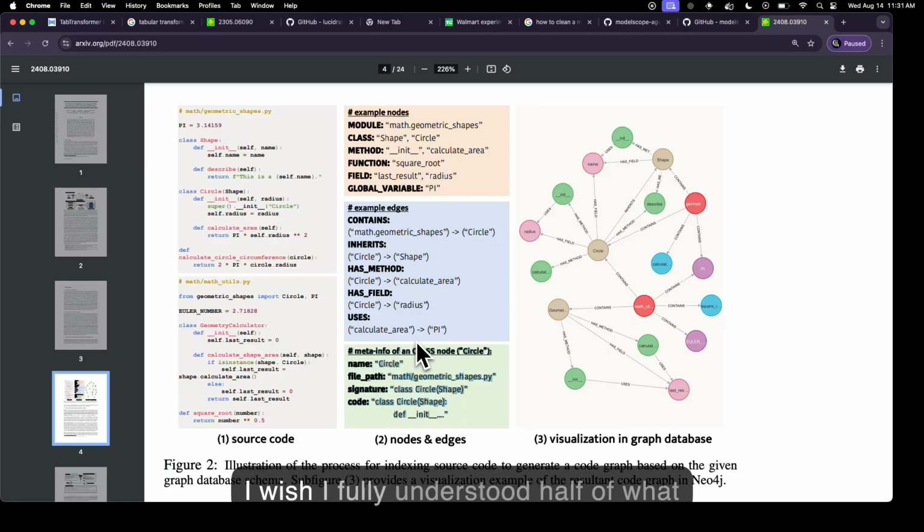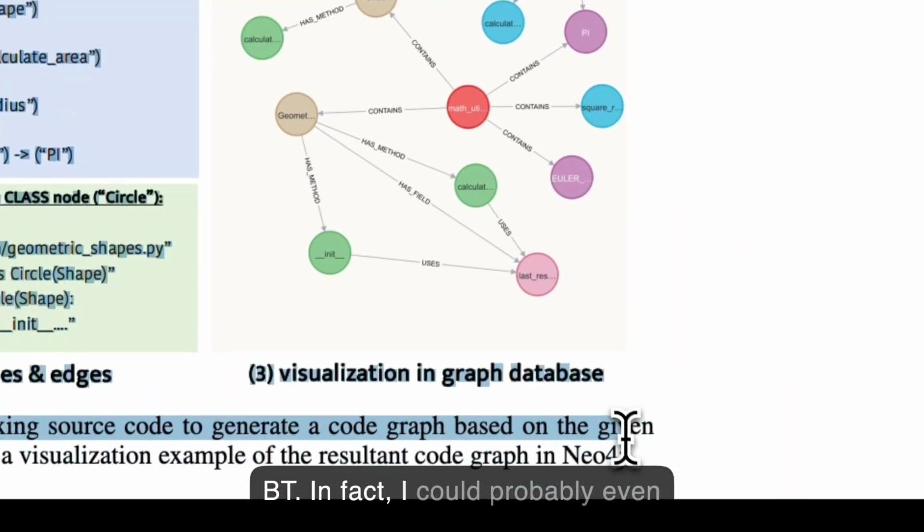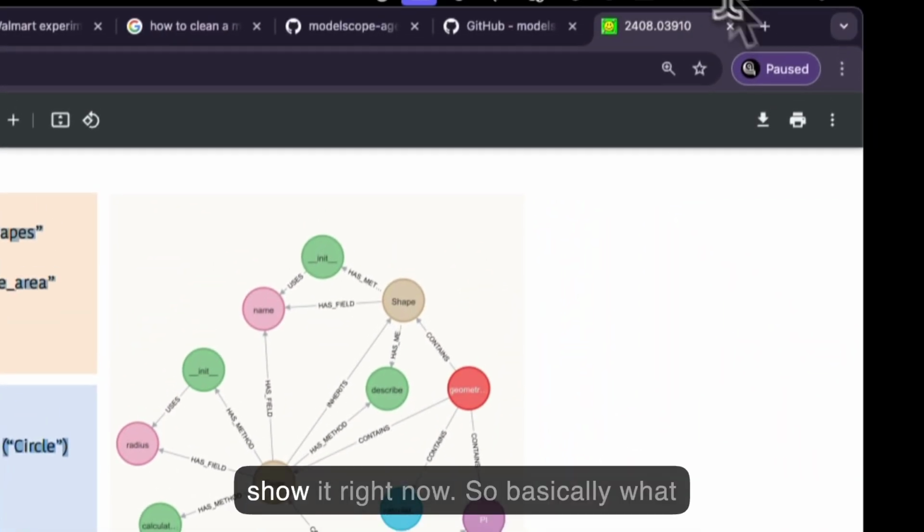Man, I wish I fully understood half of what you just said. Well, you don't need to understand. You can just ask ChatGPT. In fact, I could probably even show it right now.